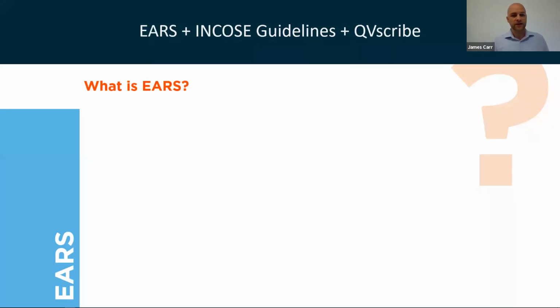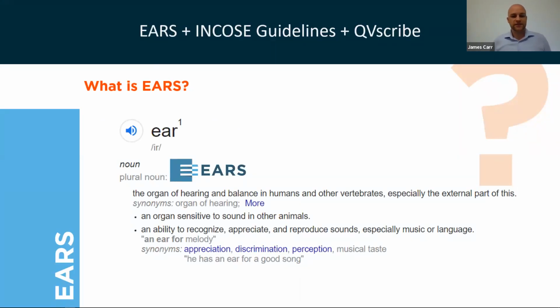So what is EARS? According to the dictionary, ears are an organ for hearing. Okay, yeah, we know that. But there's a cool thing that I found when I was looking this up, which is the way that this can be used to say that somebody is able to recognize a good sound or what's something good. You could say that he has an ear for a good song. So you could say that EARS gives you an ear for good requirements.